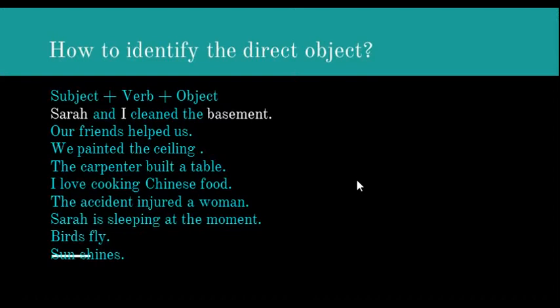We have already learned what is subject. The subject performs the action in a sentence, and a direct object receives an action. In other words, it is the thing or person being acted upon. Or we can say a direct object receives the action performed by the subject. That's why the direct object must be a noun or a pronoun.